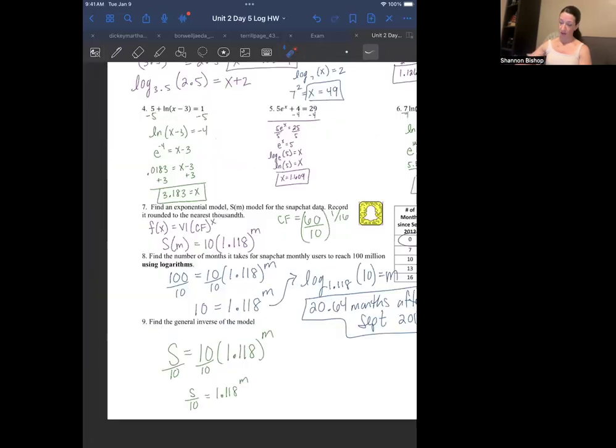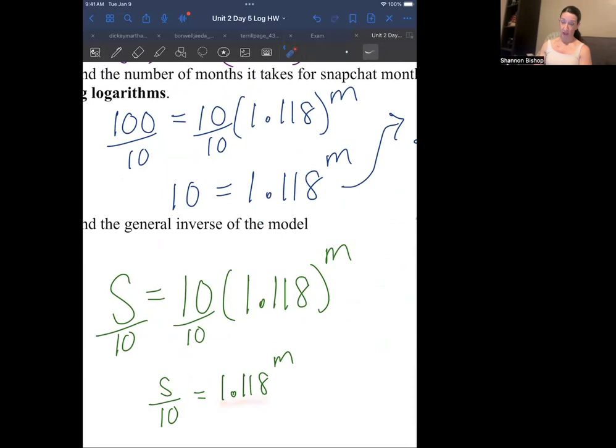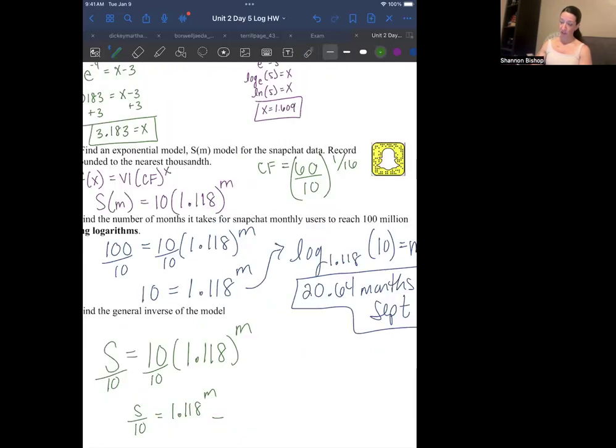The base is 1.118, the exponent is M, and the result is S over 10. Those are the three components. So if you officially take the inverse of that exponential, it would be a logarithm. The base is 1.118, the result would be that S over 10, and the exponent goes on the outside. If that looks weird, I can appreciate it because you're not totally used to this yet. But guys, this is mission accomplished. Your inverse model.